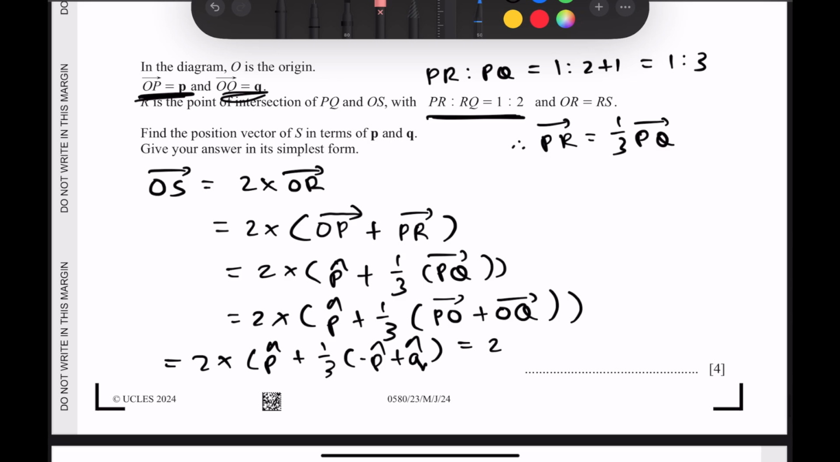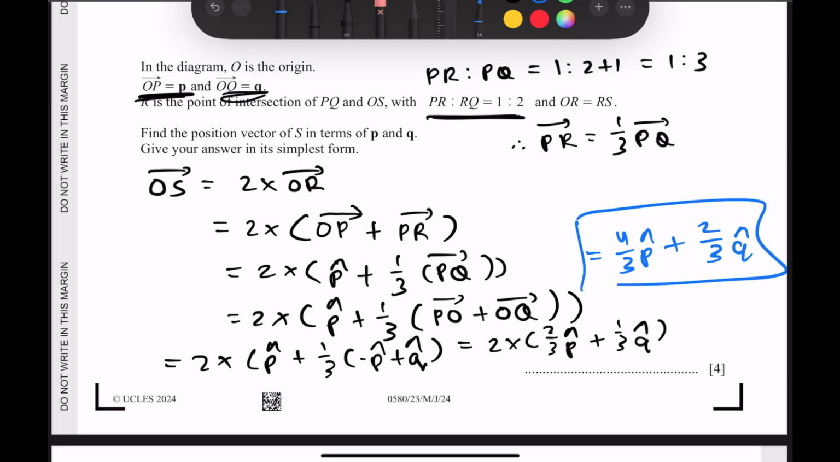So OS is equal to 2 times (P minus 1/3 of P plus 1/3 of Q), which is equal to 2 times (2 by 3 P plus 1 by 3 Q). So if you multiply 2 by 3 P and 1 by 3 Q by 2, this is equal to a final answer of 4 by 3 P plus 2 by 3 Q. This is the final answer over here. I think the 4 is not very clear, so I'll rewrite that: 4 by 3 P plus 2 by 3 Q.